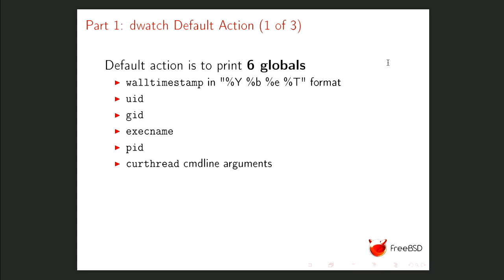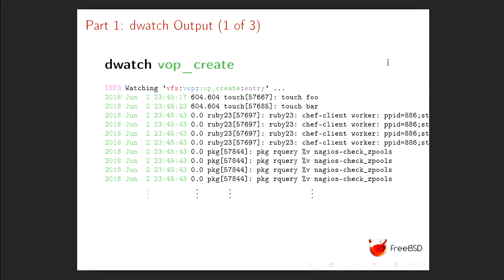You also get the UID, the GID, the exec name, and the PID, and I plumb curthread for you, so you don't have to. Oh, that's hundreds of lines of DTrace to plumb curthread. It's absolutely disgusting. You want me to do it for you. So now here is an example of a two-word invocation. We saw me watching vop_create with DTrace earlier. Now let's watch vop_create with DWatch.